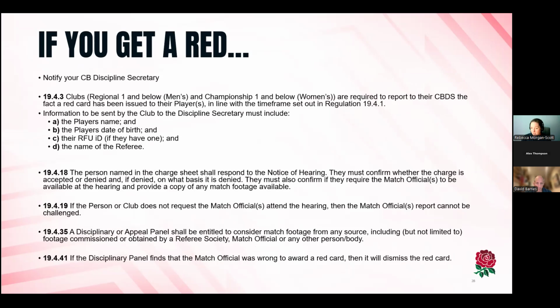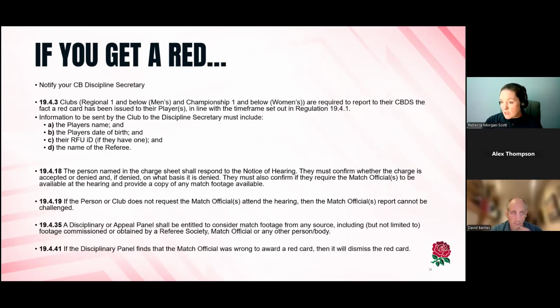All of this is in a club guidance document that's on our website, and we'll make sure we send links around to that so you can have a read through. And of course, if at any point there are any questions once you've got a red card, I'm sure all of this will go out of everyone's mind straight away. But you can always contact the discipline secretary for your CB, or contact the RFU team. We're more than happy to discuss it and just explain again what the process will be.